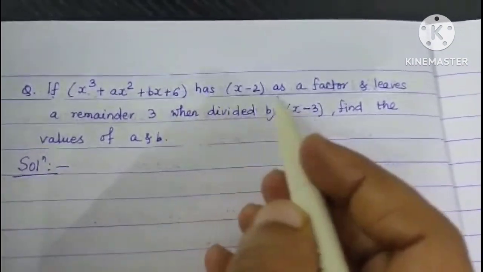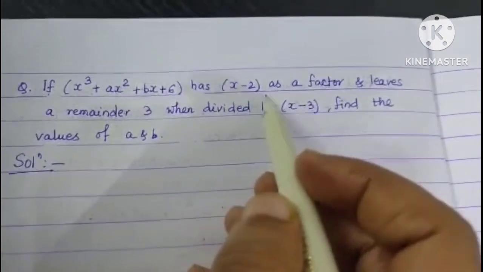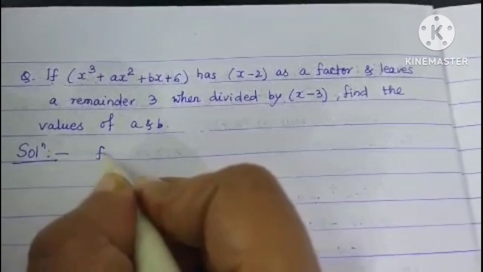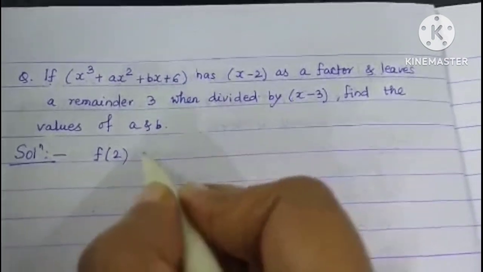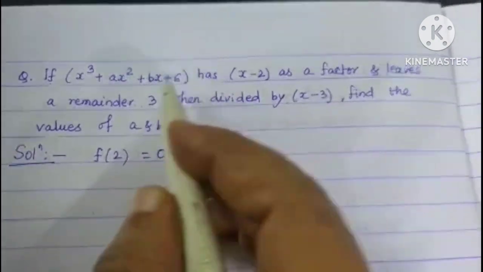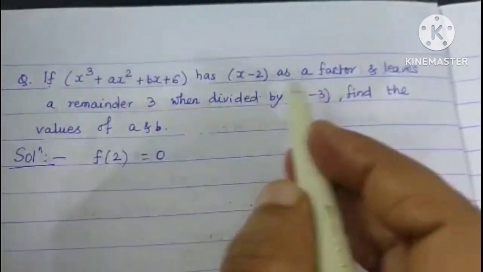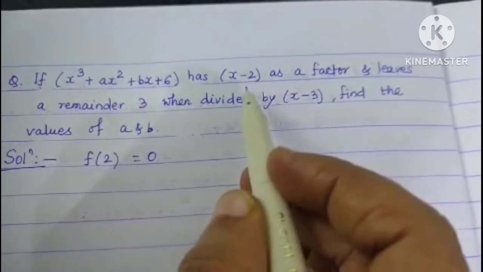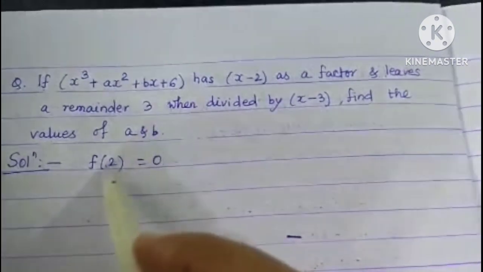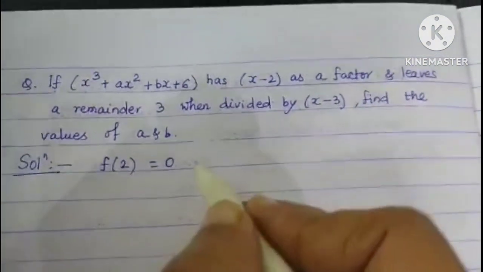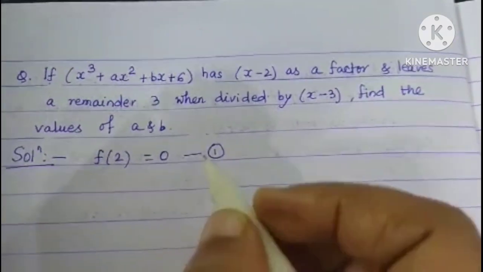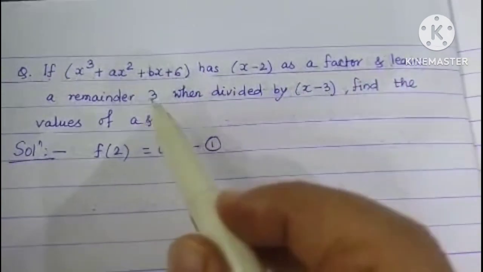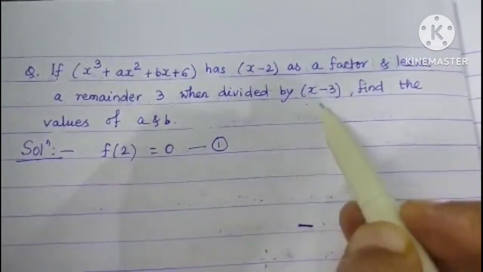First of all, the first statement: x minus 2 is a factor, so from this we can say that f(2) is equal to 0. If x minus 2 is a factor of this, that means f(2) equal to 0. Okay, so this will be our first one. Now let us move on to the second part. And leaves a remainder 3 when divided by x minus 3.